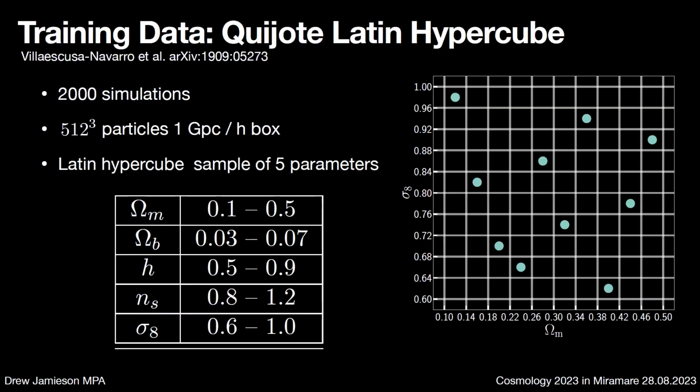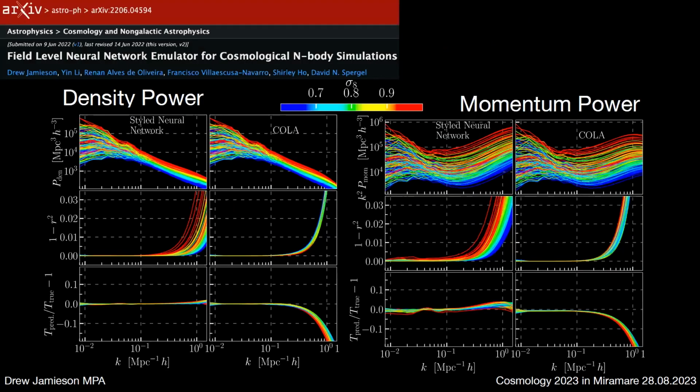And then the training data that we use is the Quixote Latin hypercube set of simulations. So there's 2,000 simulations. We used about 1,700 of them, I think, for training, and then split the other set into validation and testing sets. We only test it on sets of simulations that it didn't see in training. Each simulation has totally different random initial conditions and different cosmological parameters, which are sampled on quite a wide range of this 5-dimensional Latin hypercube. So then we train this for about 80 epochs, and we publish the results in this paper here.